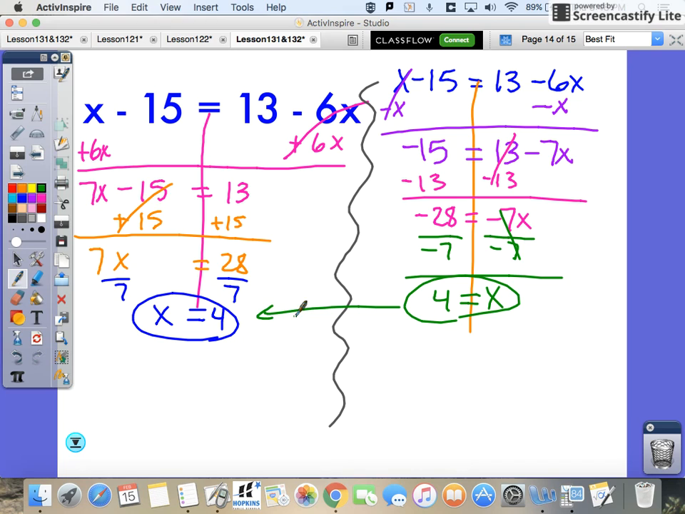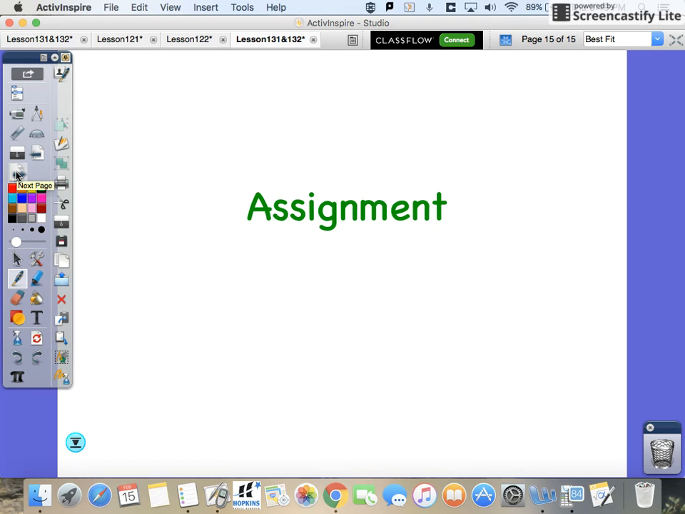So you see, you get the same thing. It just looks a little different in process. That's why it's really important that you guys show us your work so we know what method you were using, and we can find errors. All right, you guys have an assignment 132 to work on.